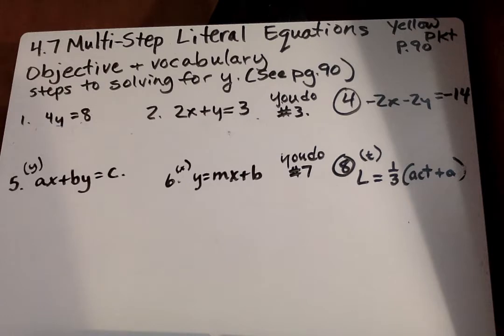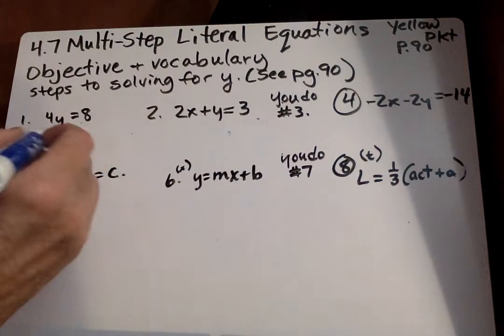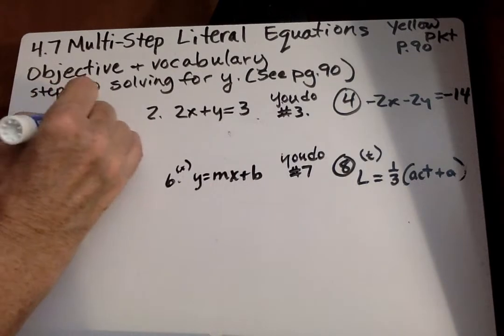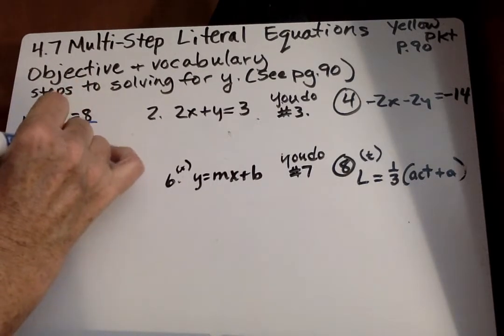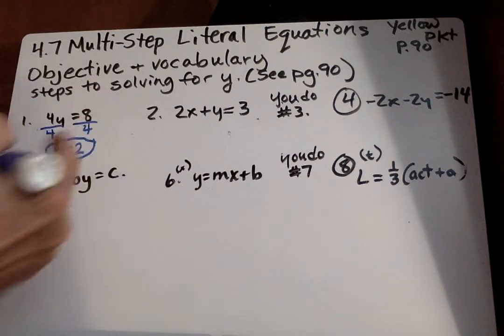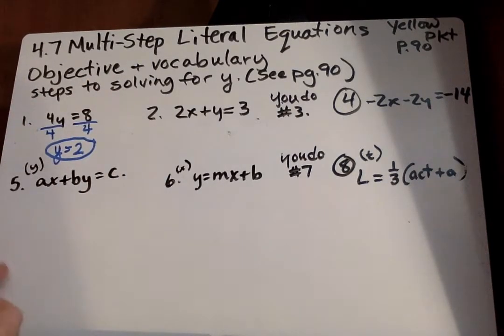So here we have 4y equals 8. This is 4 times y. We're going to do the inverse operation, divide by 4, and y equals 2. Technically, this is not a literal equation because there's no other variable. And literal equations usually have at least 2 variables.